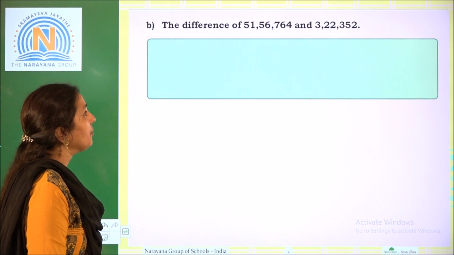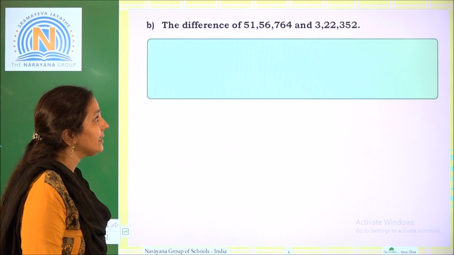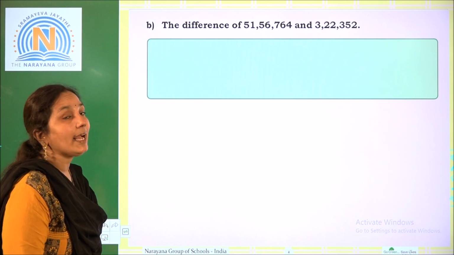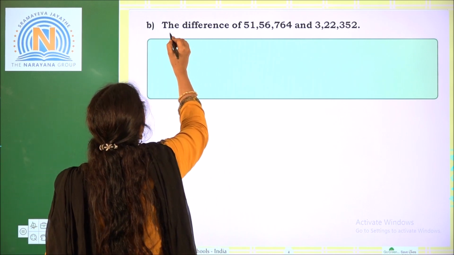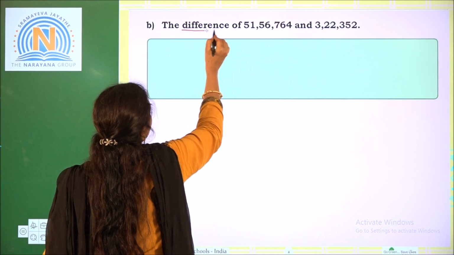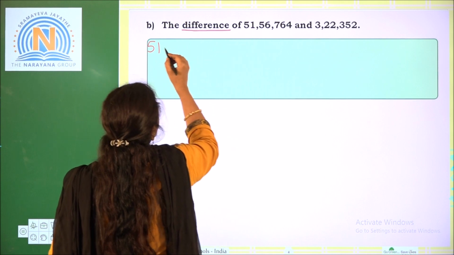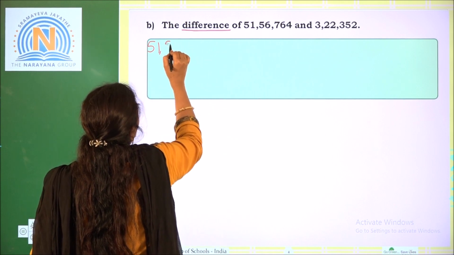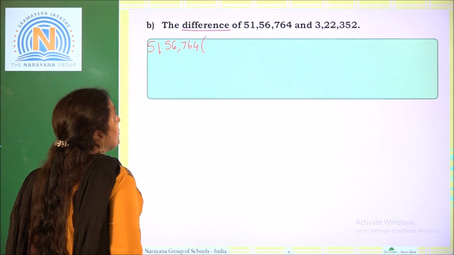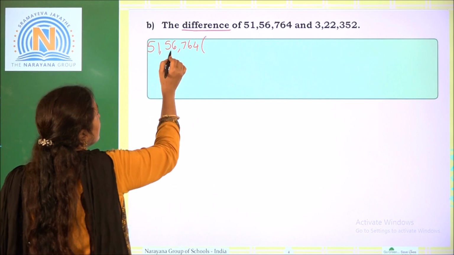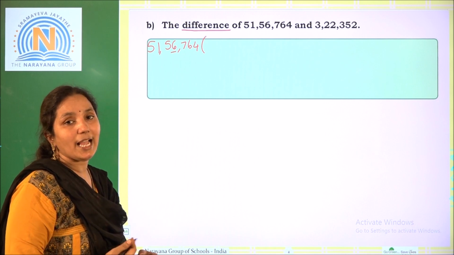The difference of 51,56,764 and 3,22,352. First the estimated difference. We have to find the estimated difference. So to the nearest 10,000, 51,56,764. While rounding to the nearest 10,000s, we check the thousands place number. What is it? 6. 6 means above 5.